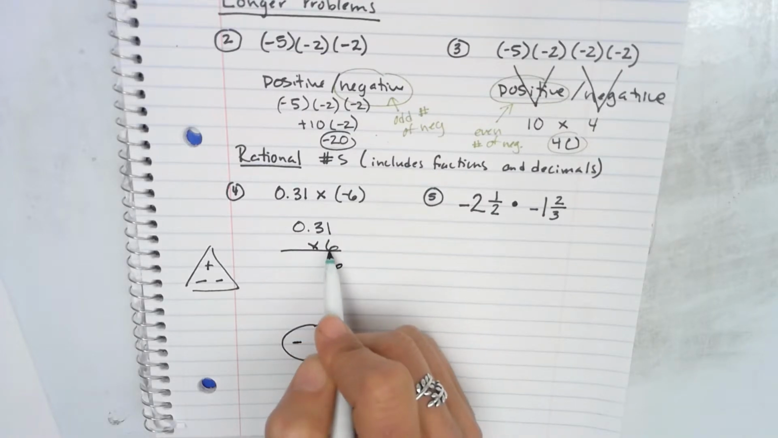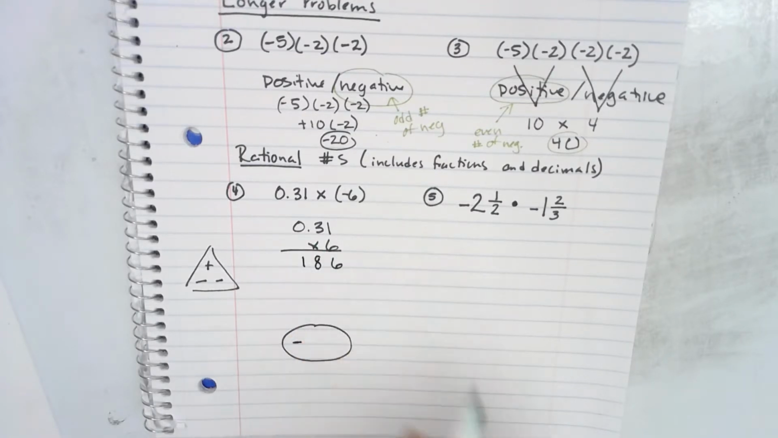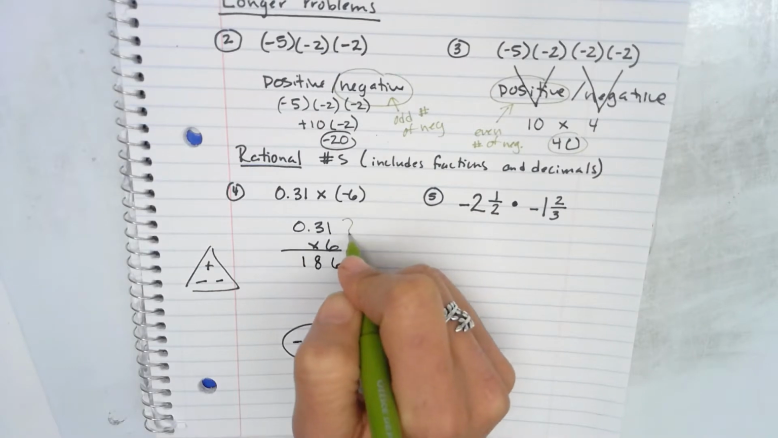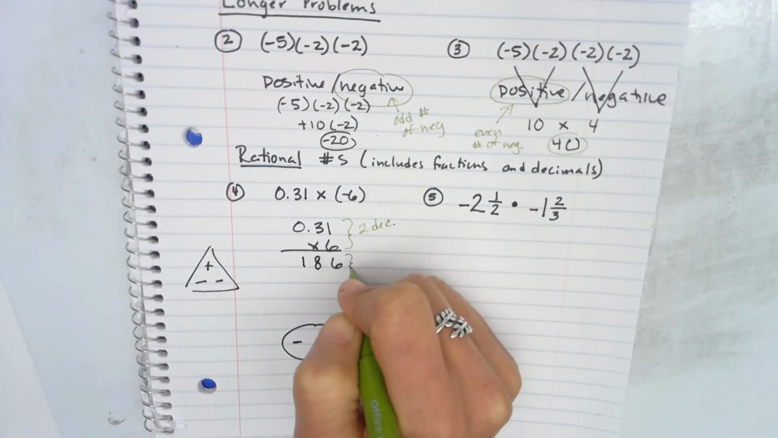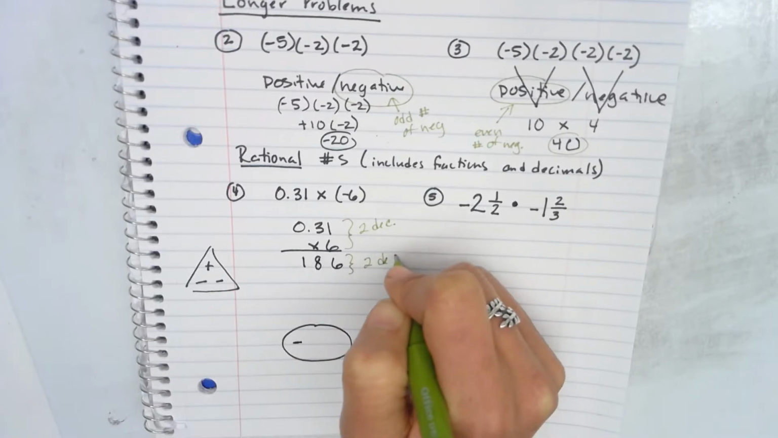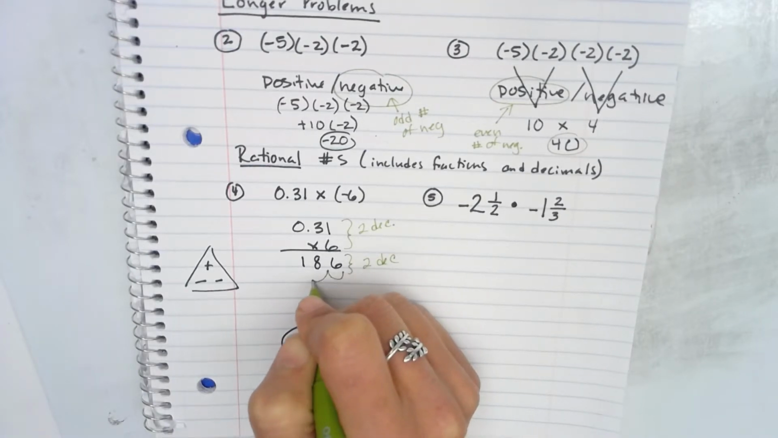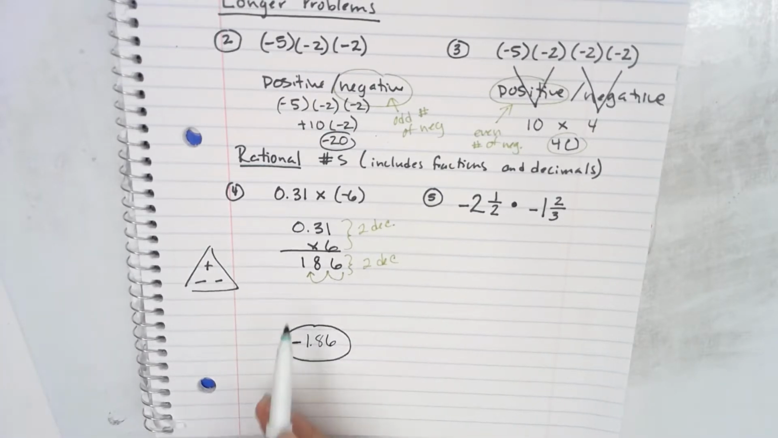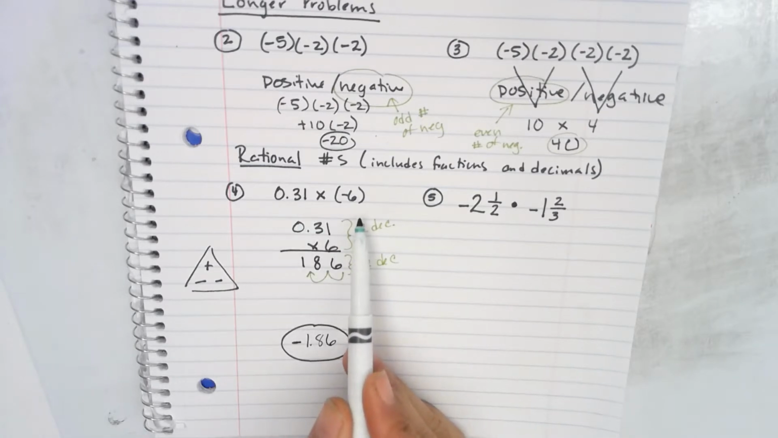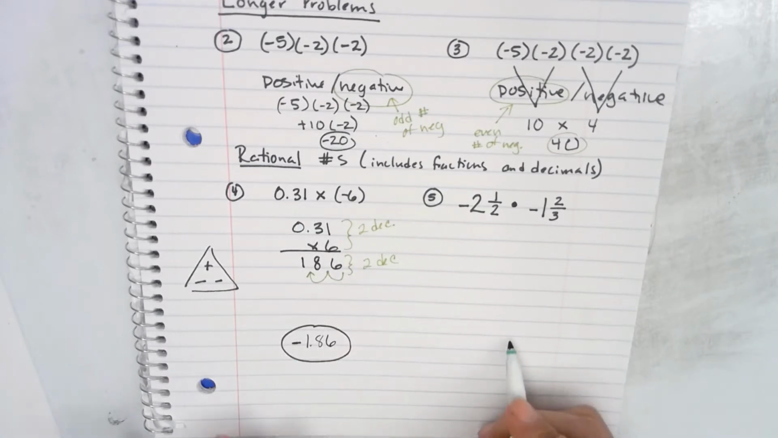This is 6. 6 times 3 is 18. And now I'm going to count up. I have 2 decimals in my problem. So my answer needs to have 2 decimals in it. So it's going to go over once, twice, and my answer is going to be 1.86. I have that negative because one was a positive and one was a negative. I did it at the beginning so I didn't accidentally forget.